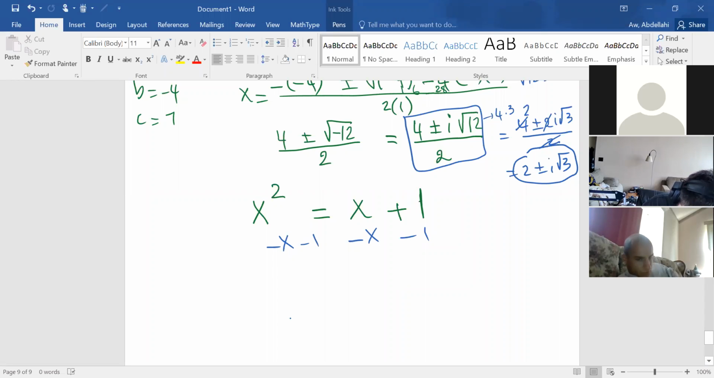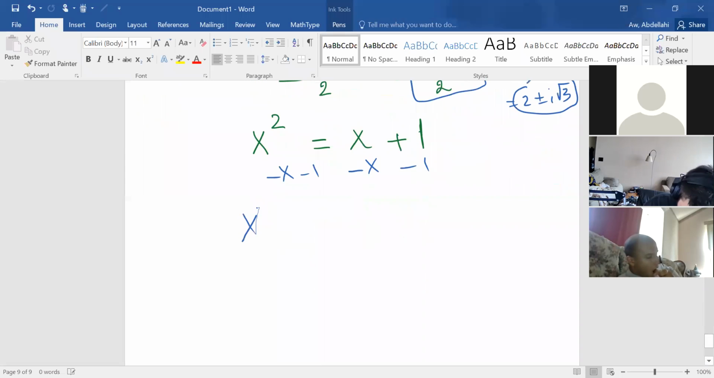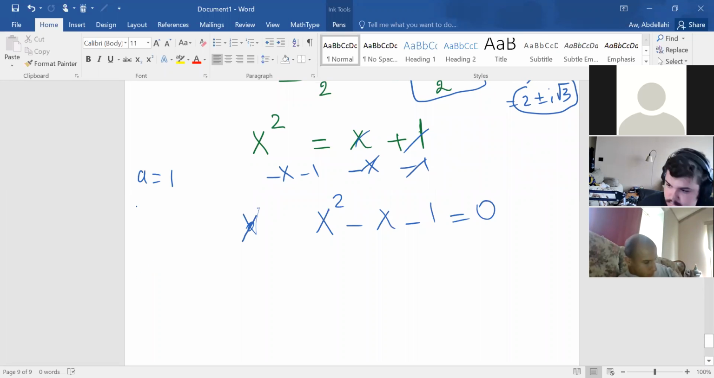You ask me why, I don't even know why. I just do it, okay? So x squared minus x minus 1 equals 0, okay? So A is how much? B is how much? Negative 1. And C is how much?